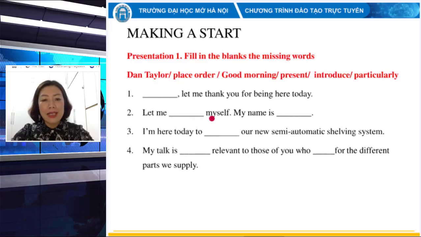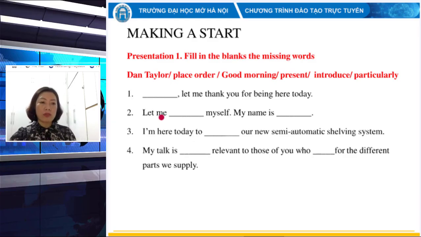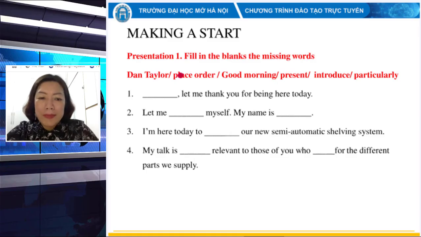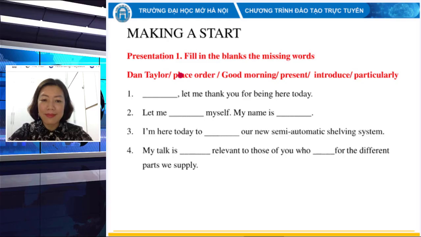Now, how to make a start? Here you can see some of the words given. How can you fill in the blanks to make complete sentences? Can you do it, please? For example, the first one: let me thank you for being here today. So what is the first one? Now you have to say, good morning. Okay, good morning. Let me thank you for being here today.